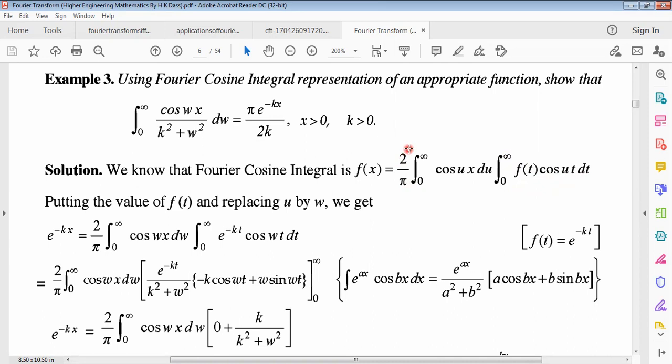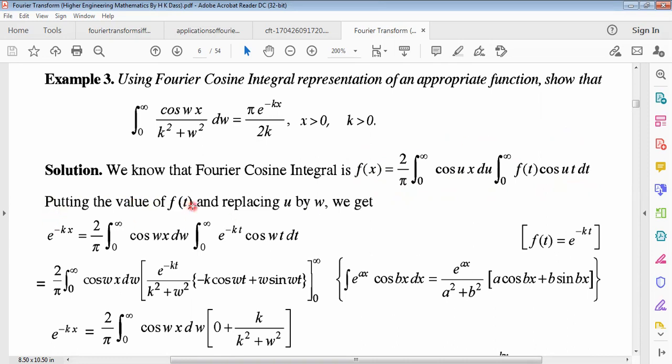Remember it. These two come from just breaking the definite integral, using the properties of definite integrals: minus infinity to plus infinity can be written as 0 to infinity after multiplication by 2. So this is the formula for finding the Fourier cosine integral. Remember it.